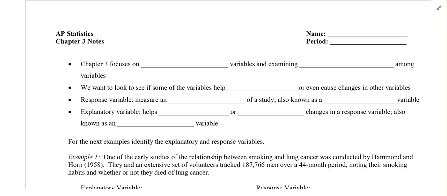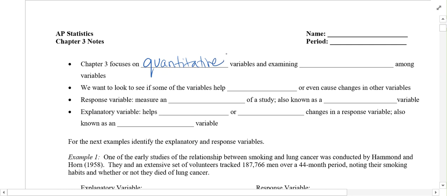Hey AP Stats, we are going to do the first couple pages of the chapter 3 notes, which is kind of an intro onto scatter plots and using two data sets versus what we've talked about so far, which has just been one. So chapter 3 focuses on quantitative variables. Okay, so numeric. And we're examining relationships among variables. We want to look to see if one of our variables helps explain or even causes changes in the other variables.